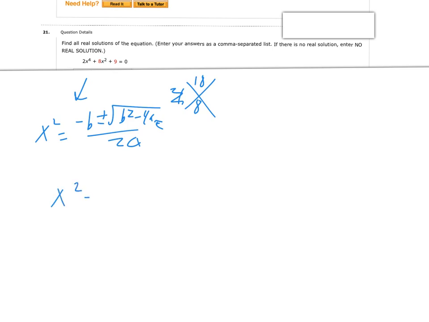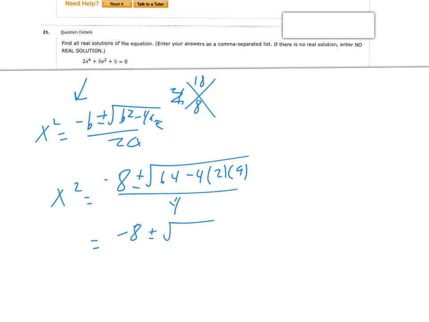So I'm going to say x squared equals negative 8 plus or minus the square root of 64 minus 4 times 2 times 9, and that's all over 4. Okay, and I see inside the radical here, I get 64 minus 72. And I can see that that is imaginary because the square root of negative 8. So I'm going to say no real solution.